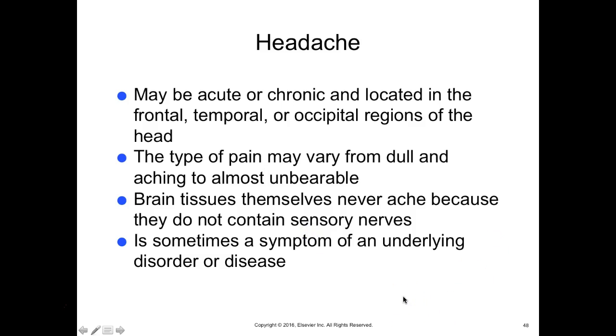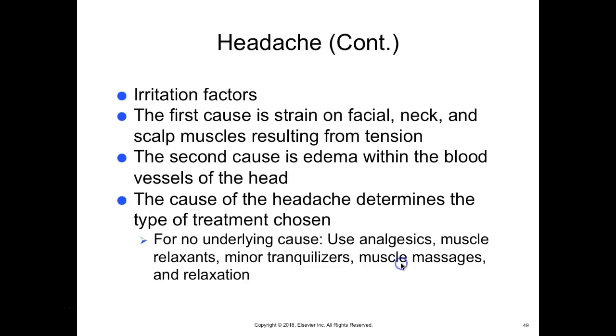Headaches. Headaches can be acute or chronic and located in frontal, temporal, or occipital regions of the head, so basically anywhere in the head. The type of pain may vary from dull and aching to almost unbearable, and there are very different types of headaches. Brain tissue itself never aches because it doesn't contain sensory nerves. So your brain basically doesn't have sensation; headache is sometimes a symptom of an underlying disorder or disease.